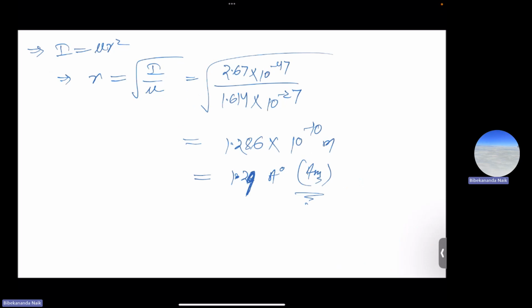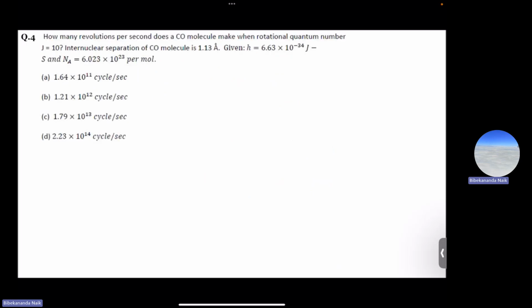Now coming to question number 4. The question says, how many revolutions per second does a carbon monoxide molecule make when the rotational quantum number J equals 10? The internuclear separation of the CO molecule is 1.13 angstrom. Similarly, the value of h and Avogadro's number is given. You can easily solve this question, because we have been solving this type of questions today.